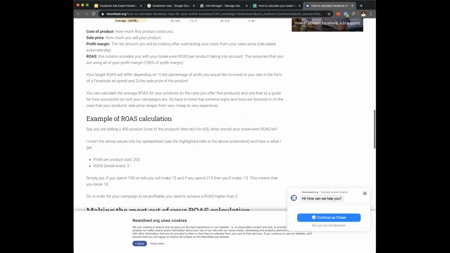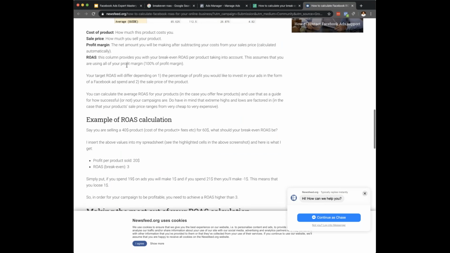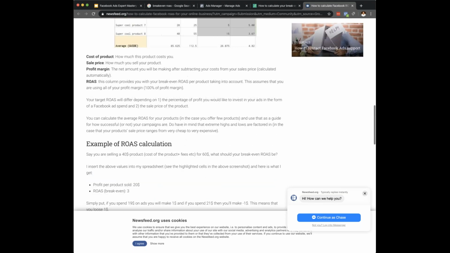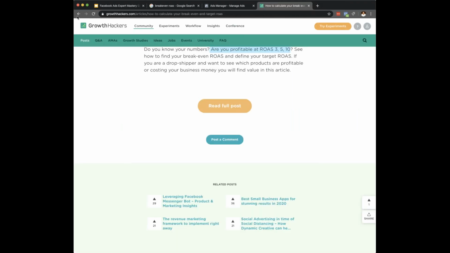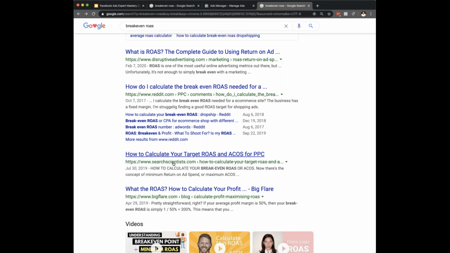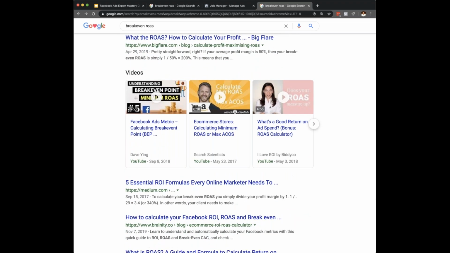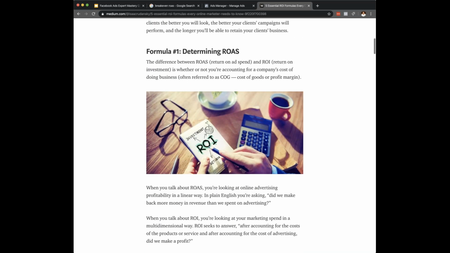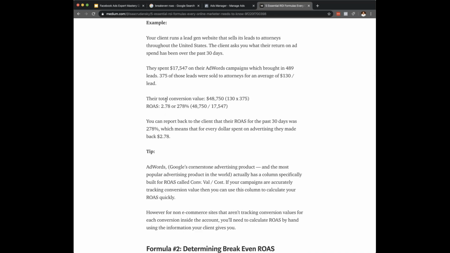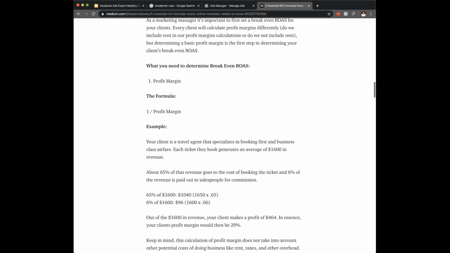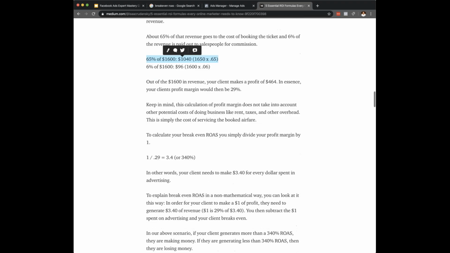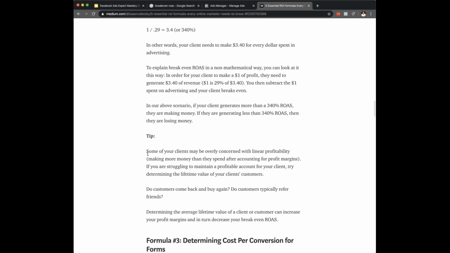Newsfeed.org, look at that one. I don't know how accurate this one is because there are a lot of grammar mistakes in here that I'm noticing, but you could probably go through these and just do a few of them just to make sure they all line up. I think it'd be easier if somebody provided you the downloadable sheet here. Profit margin. Yeah, so they have a formula here.